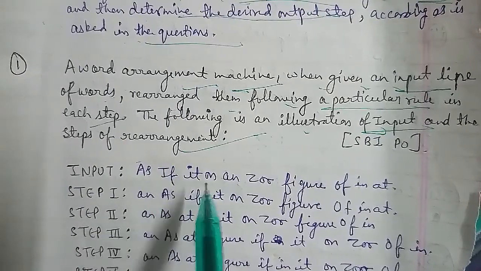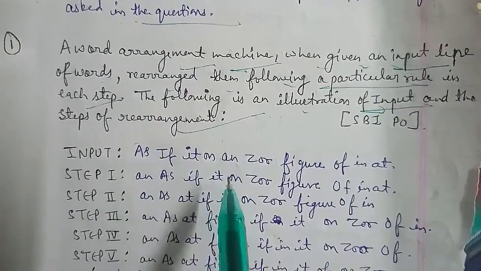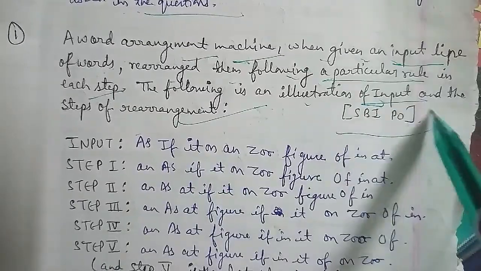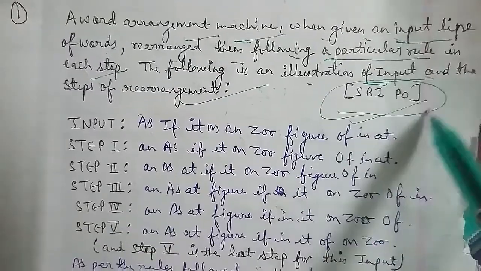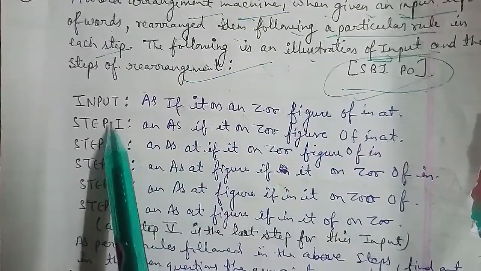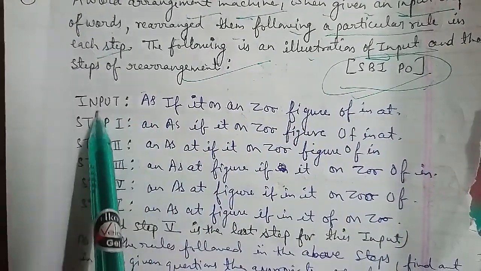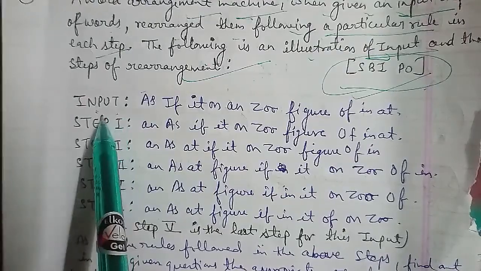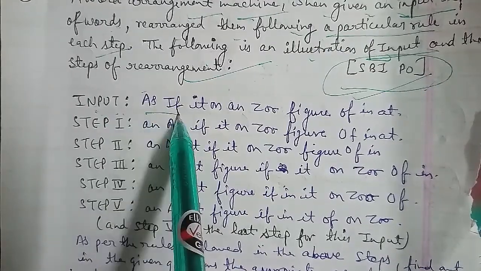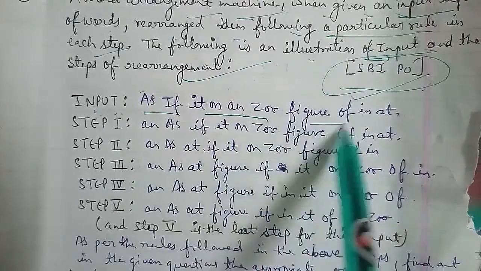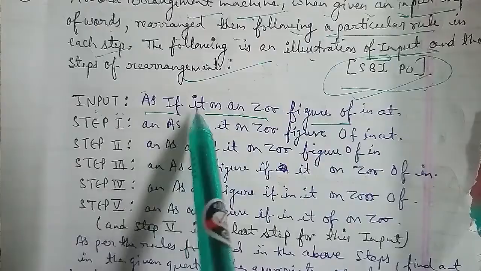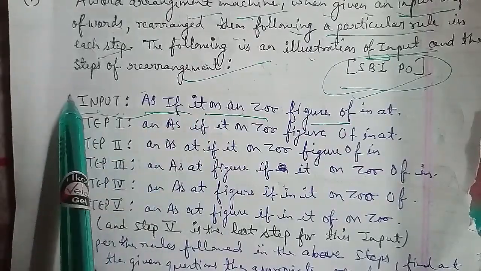What is the input they have given you? The input is: as if it on an zoo figure in at. This is the input they have given you here. Now talking about step 1, the step 1 is: an as if it on zoo figure of in at.